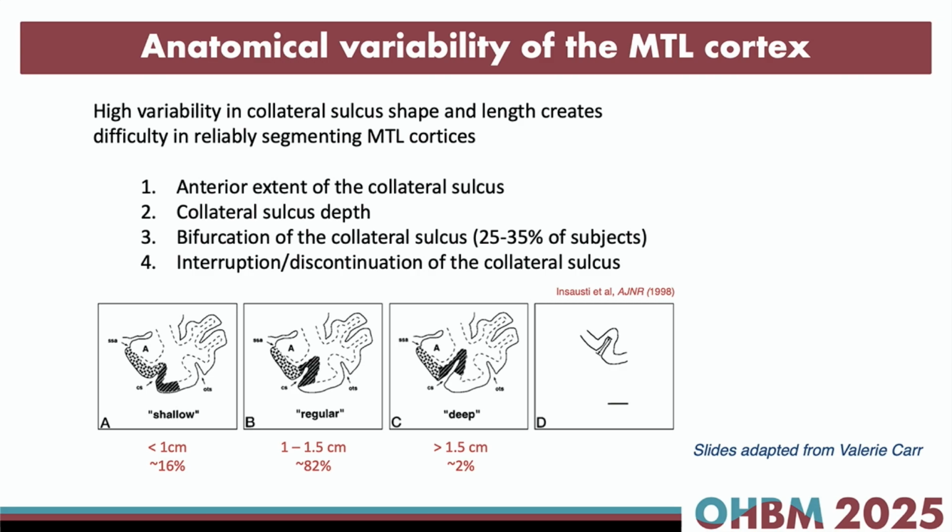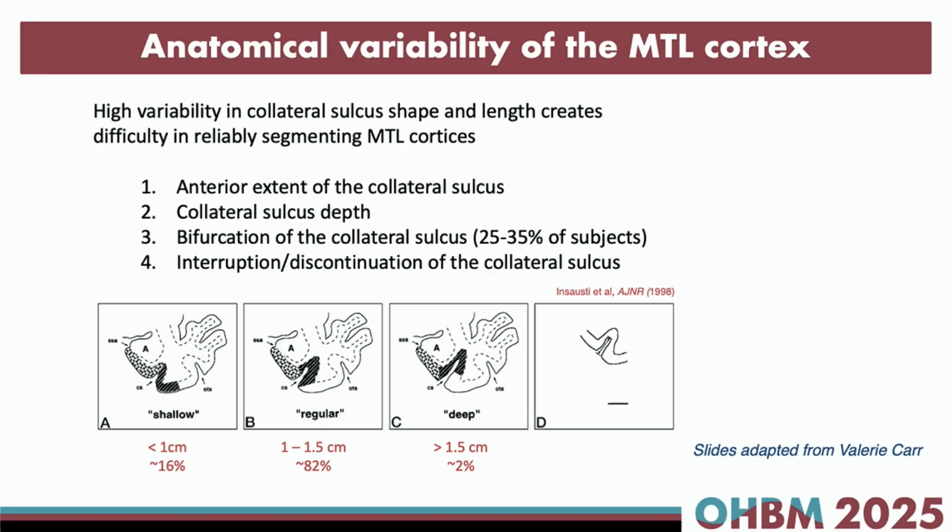Now, just like the hippocampus, when we come to the MTL cortex, it's even more variable than the hippocampus. Anytime you move away from these older structures to newer, more complicated structures, association cortices, they get a little more complicated. These are the kinds of things that, for example, Ricardo and Sausti described in his seminal 1998 paper, where he described all of the different things that can vary across individuals in terms of their collateral sulcus, which is the next sulcus over from the hippocampus. So it's just lateral to the hippocampus.